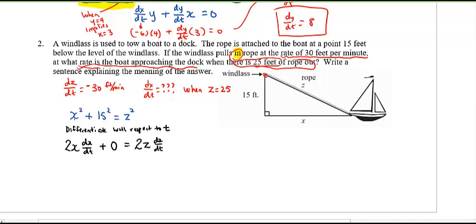And so now we should just plug in the numbers and solve. So what do we have here? We have here dz/dt. We know that is equal to negative 30. So that's negative 30. We know z in this case is 25. We know... do we know what x is?